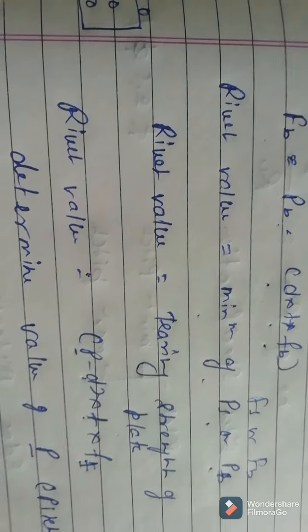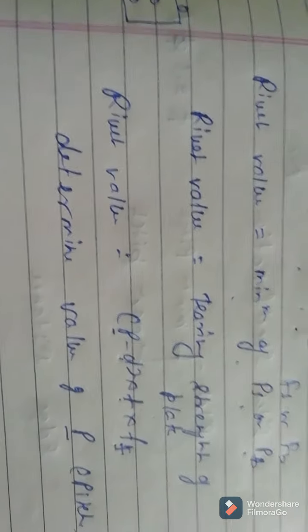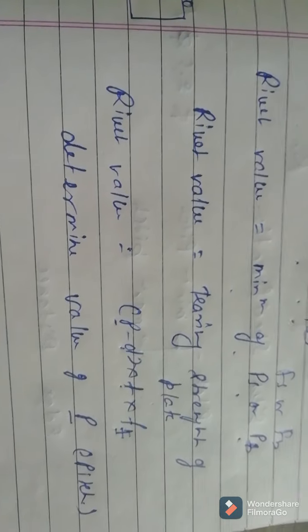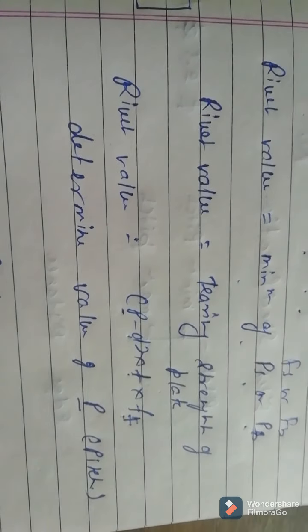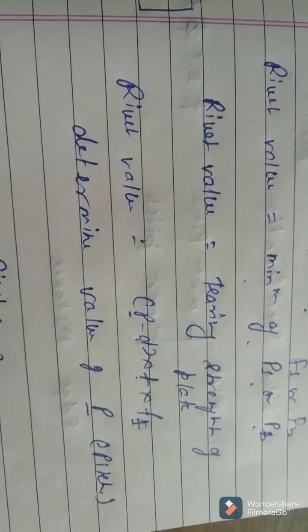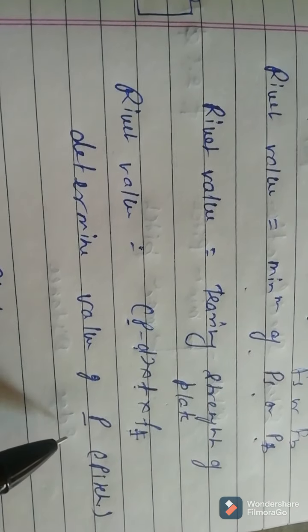So this pitch should be according to your specification. It should not be less than the minimum value and it should not be greater than the maximum pitch distance. So now, by using this formula, you can determine the value of your pitch. Now next one is the gross diameter of rivet.